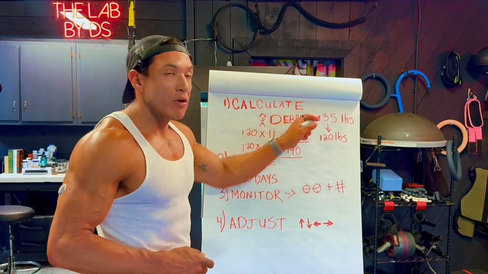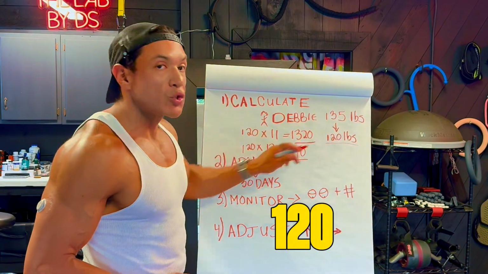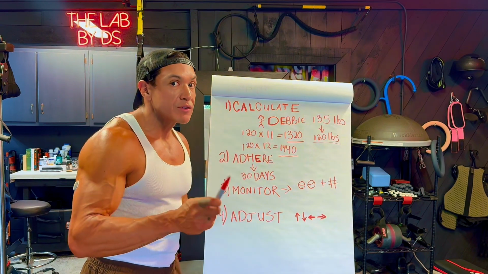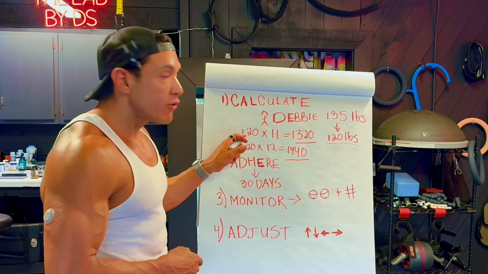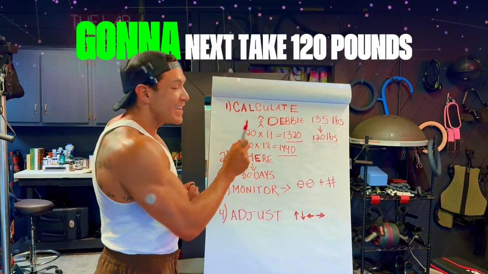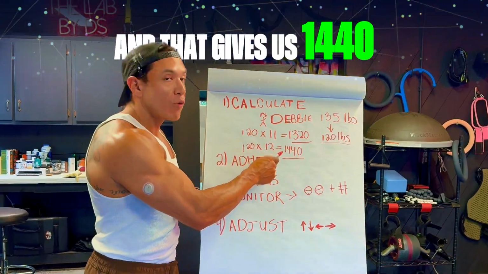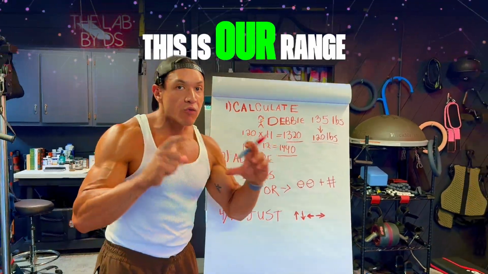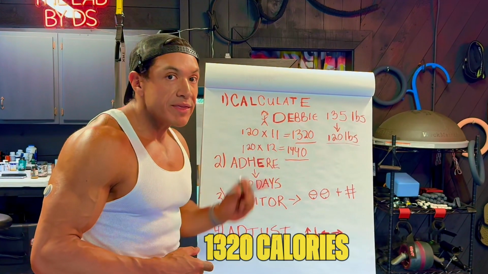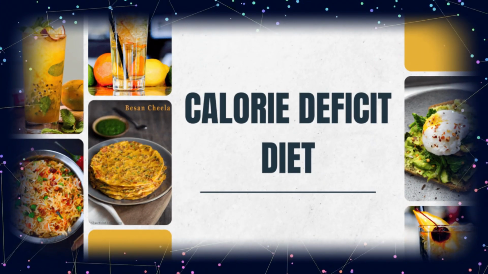This is Debbie. Debbie currently weighs 135 pounds, but Debbie wants to get down to 120 pounds. Now, Debbie wants to get to 120 pounds, and that's what we're gonna use as her goal weight. So we're gonna multiply 120 times 11. That gives us 1,320. We're gonna next take 120 pounds and multiply that times 12, and that gives us 1,440. This is our range. That is where we're going to live for the next foreseeable future. Between 1,320 calories to 1,440 calories, we're going to stay in that caloric deficit.